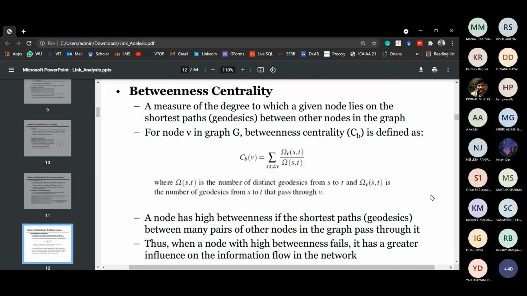And the next thing is betweenness centrality. So what is betweenness centrality? It is a measure of the degree to which a given node lies on the shortest path between other nodes in the graph. That is called betweenness centrality.